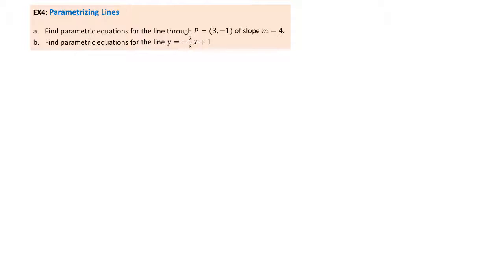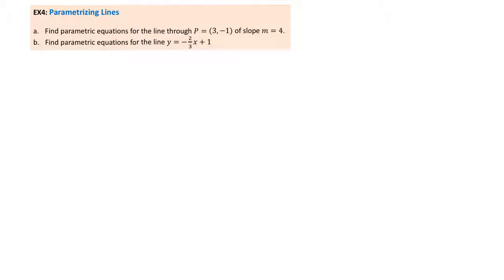Last example. Now let's go back to something easier. Parametrizing lines. I'm going to begin with part B instead of A. I think it's going to be a nicer way to begin here. Find parametric equations for the line y equals -2/3 x plus 1.